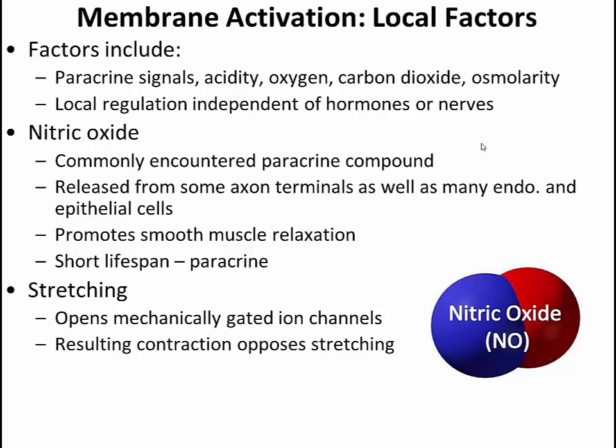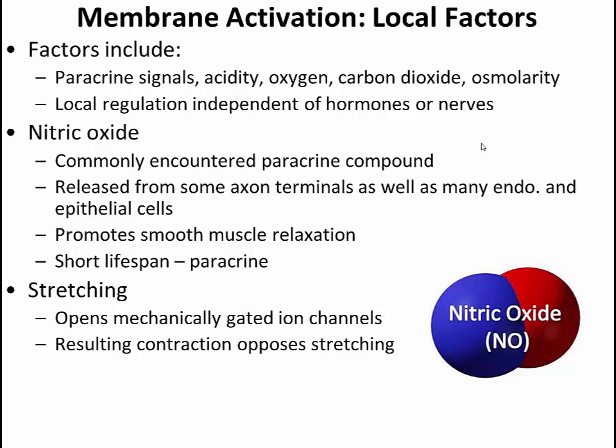Nitric oxide is one of the most common paracrine signals that leads to smooth muscle response. In this case, it's typically smooth muscle relaxation. Nitric oxide is released from some neurons as well as some endothelial and epithelial cells. It has a very short lifespan, so it can only act locally, and it causes smooth muscle relaxation. Nitric oxide will be an important vasodilator when we discuss the circulatory system here in just a short period of time.